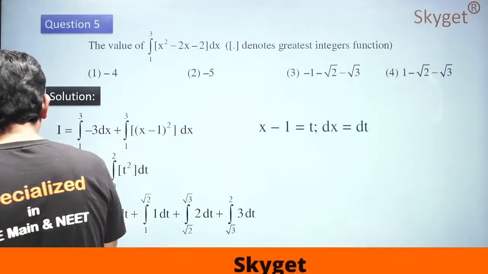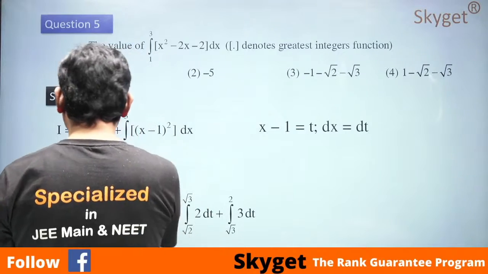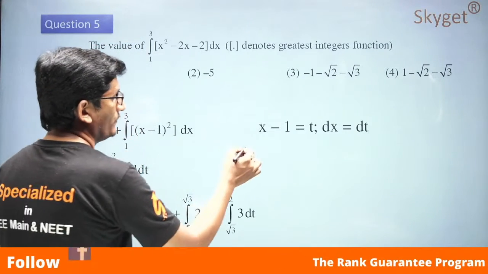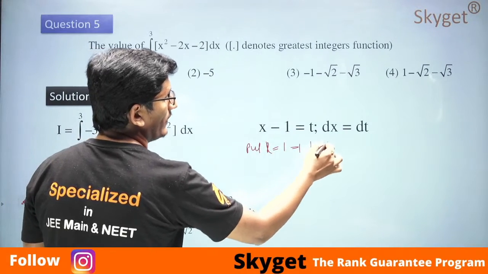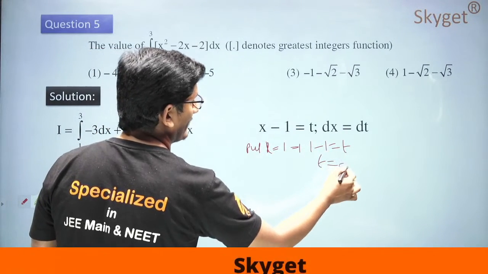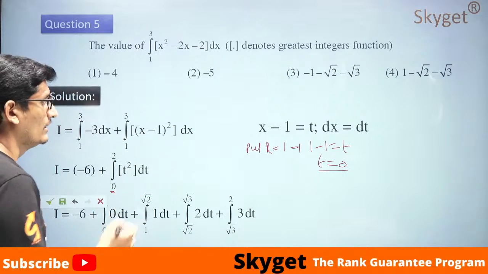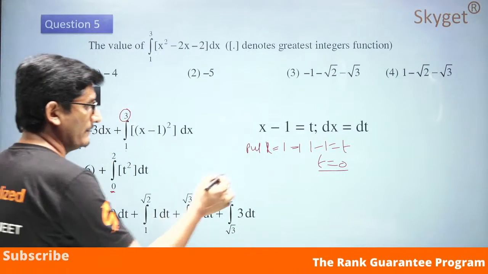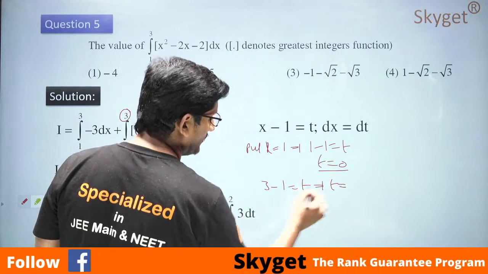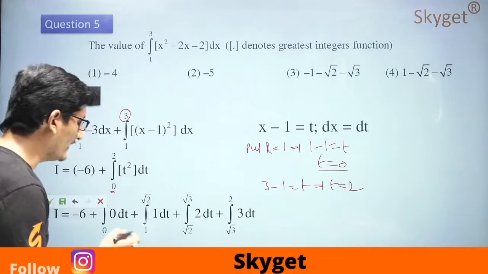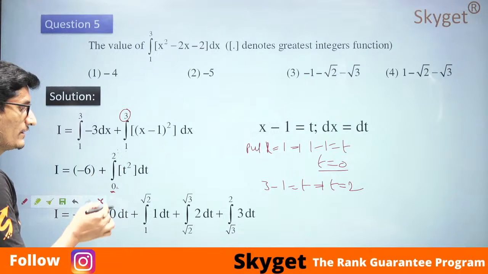First of all take the lower limit. What's the lower limit here? 1. Put x is equal to 1. So 1 minus 1 is equal to t. So t is equal to 0. Lower limit value is 0. Next apply the upper limit. So 3 minus 1 is equal to t. So that implies t is equal to 3 minus 1, value 2. Okay, so limits are 0 comma 2.